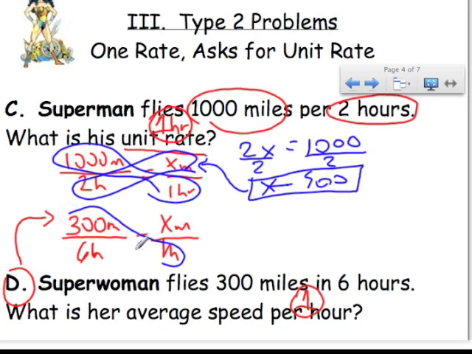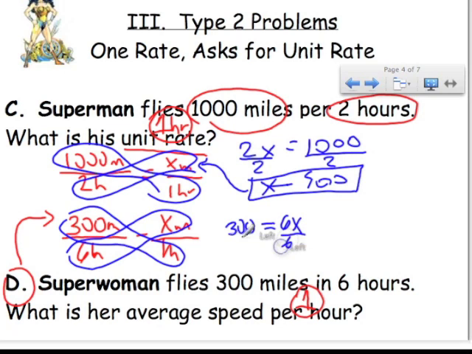Next is to cross multiply and divide. 300 times 1 is just 300. And 6 times x, you have 6x. First step is to cross multiply. Then you divide by the coefficient. Divide by 6. Divide by 6. These cancel out and x would have equaled 50. And so what that means is that if she goes 300 miles in 6 hours, she's averaging 50 miles per hour. Not that fast for a superhero or superheroine.